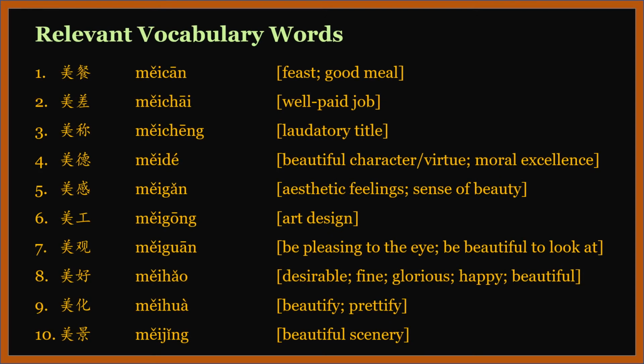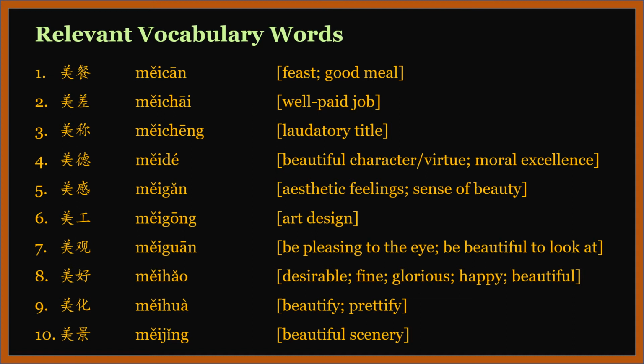Now, I'd like to share with you the usage of the vocabulary words related to the character Mei. Since we already learned the etymological meaning of Mei, means beautiful or pretty, if this character is combined with another character, you can easily figure out the meaning. The first one, 美餐, 餐 means a meal. So 美餐, good meal. 美差, 差 means errand or job. So 美差 means well-paid job. 美称 means title. 美称 means a laudatory title.